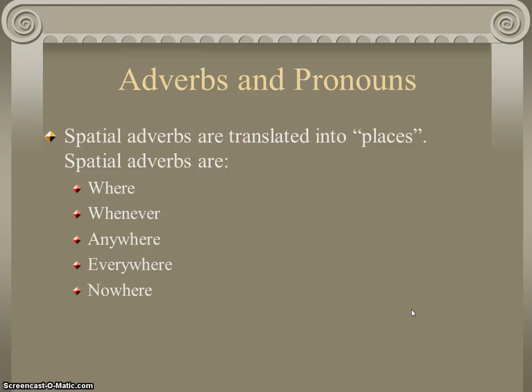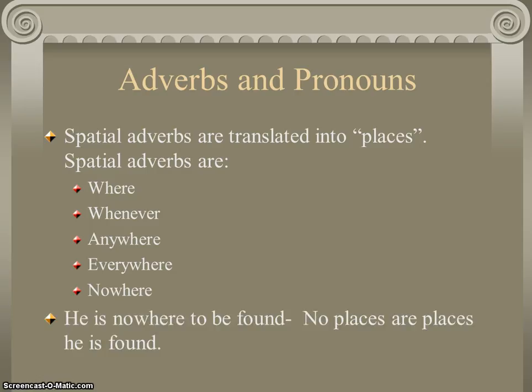Then we deal with adverbs and pronouns. Spatial adverbs are translated into places: where, everywhere, anywhere, nowhere, etc. "He is nowhere to be found" becomes "No places are places he is found." Okay, so "he is nowhere to be found," we're just turning it into an E statement: no P are F. No places are places he is found.